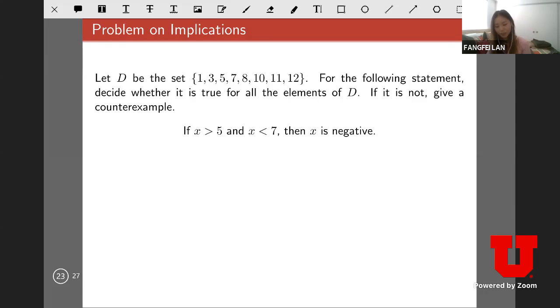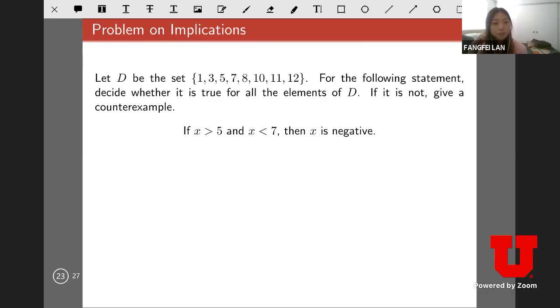Oh, actually, I like this one. Let D be the set. For the following statement, decide whether it is true for all the elements of D. If it is not, give a counterexample. If X is greater than 5 and X is less than 7, then X is negative.